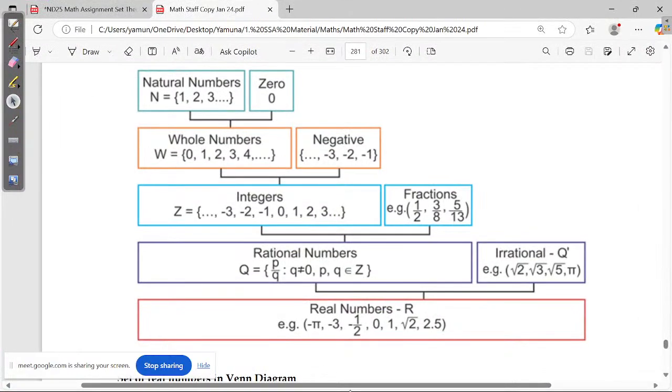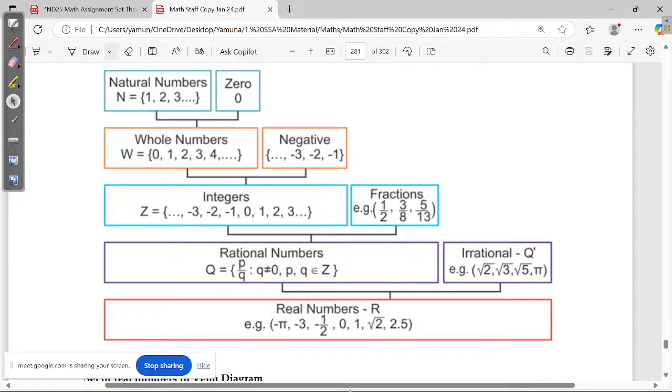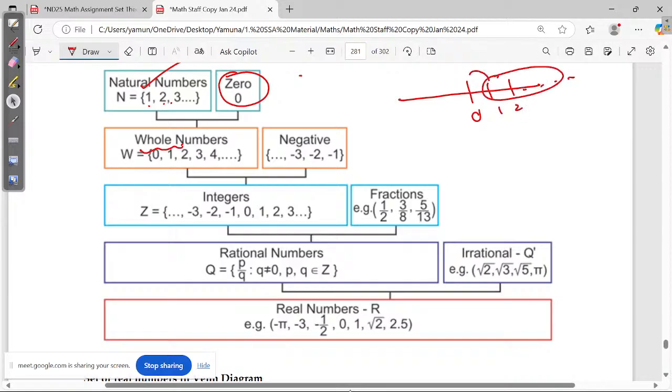So you have natural numbers, or what you call counting numbers. Natural numbers start with 1, 2, 3, and it's not ending, it's infinite. Along with this, if you take 0, you will call this whole numbers. So if you have numbers like 0, 1, 2, 3, etc., this one is the counting numbers, and along with 0 you call this whole numbers, which has 0 and positive values.